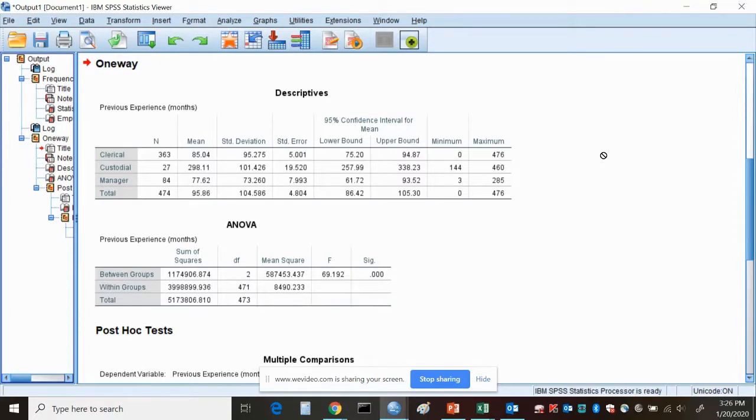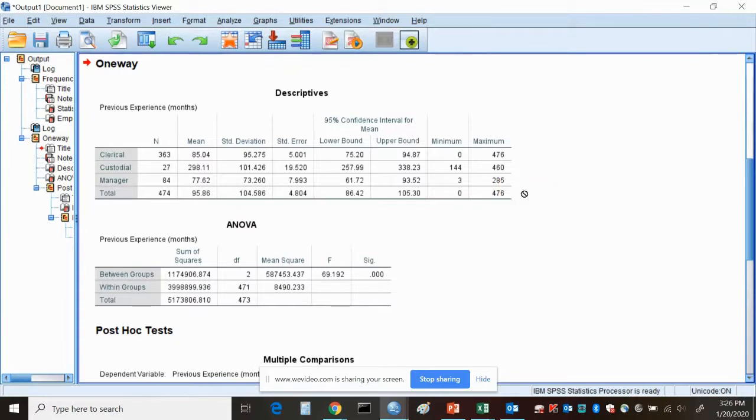You can also see that the custodial workers have a higher standard deviation, and here it actually gives you the range, the minimum and maximum. So for custodial workers, the minimum number of months being 144, with the most number of months being 460, which is kind of interesting in itself that no one was less than 144 months of previous experience. The clerical workers ranging from 0 to 476 months, with the managers ranging from 0 to 285.